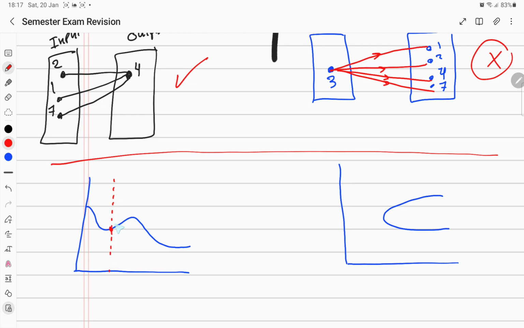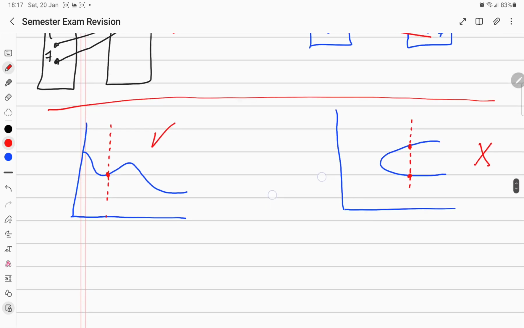If it hits one point, this is a function. If you draw a vertical line and it hits the blue curve in more than one point, here in 2 points, so this one is not a function immediately. So how do I do this? With the vertical line test.